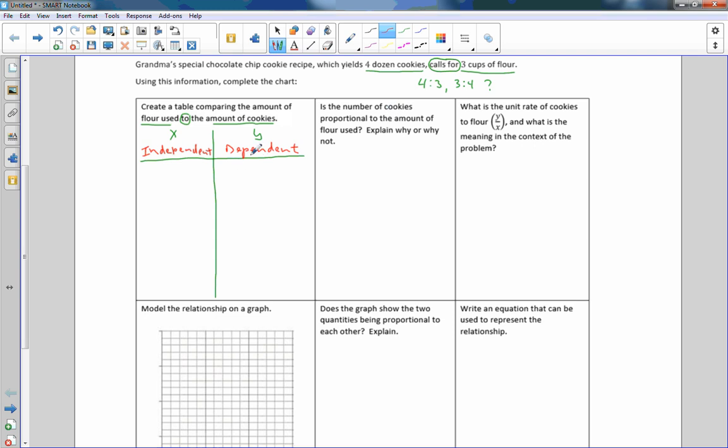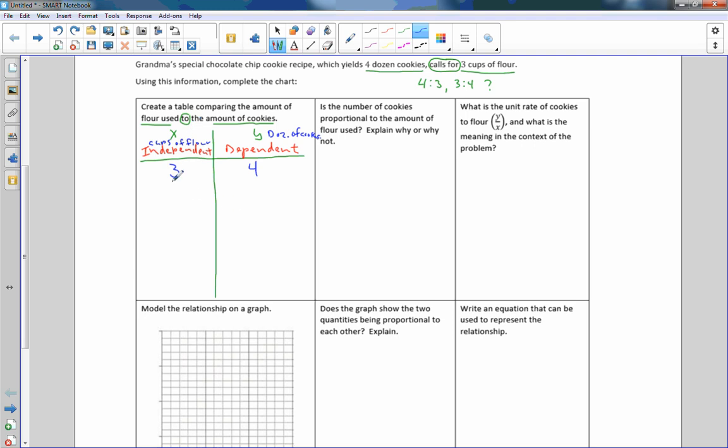So the dependent variable, and I'll do this in blue, would be dozens of cookies. D-O-Z, dozens of cookies. And over here is cups of flour. And we're told that we have 3 cups of flour to 4 dozen cookies. Flour to cookies. Okay? So the more flour I have, the more cookies I can make. The less flour I have, the fewer cookies I can make. So that makes sense. The number of cookies we make depends on the flour we have.